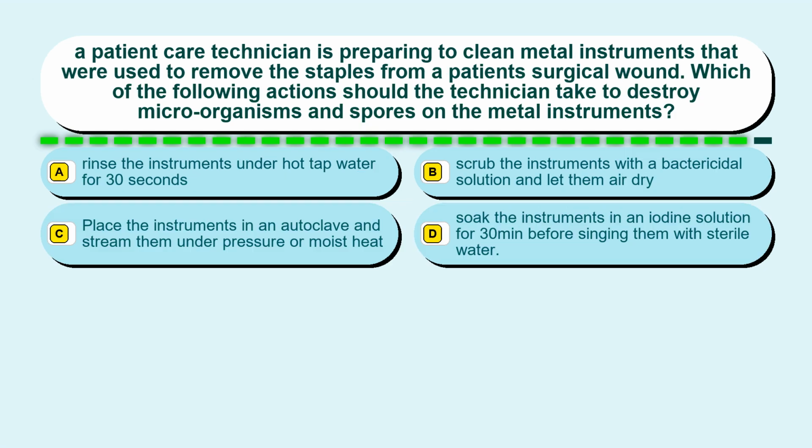Question 16. A patient care technician is preparing to clean metal instruments that were used to remove the staples from a patient's surgical wound. Which of the following actions should the technician take to destroy microorganisms and spores on the metal instruments? Option A. Rinse the instruments under hot tap water for 30 seconds. Option B. Scrub the instruments with a bactericidal solution and let them air dry. Option C. Place the instruments in an autoclave and steam them under pressure or moist heat. Option D. Soak the instruments in an iodine solution for 30 minutes before rinsing them with sterile water.